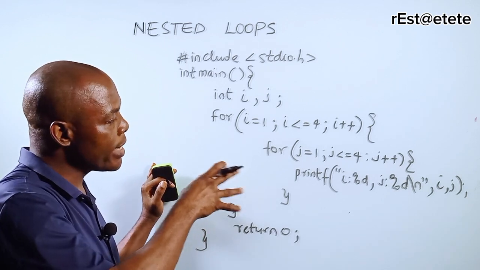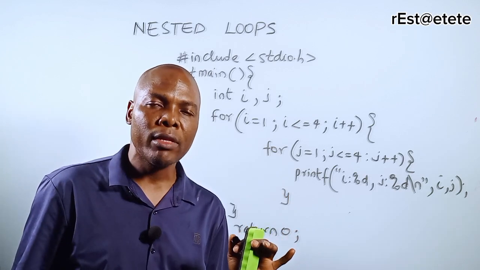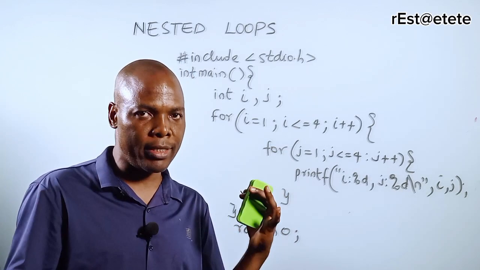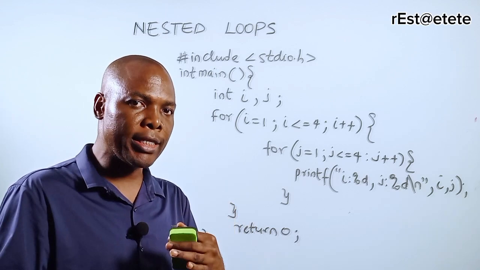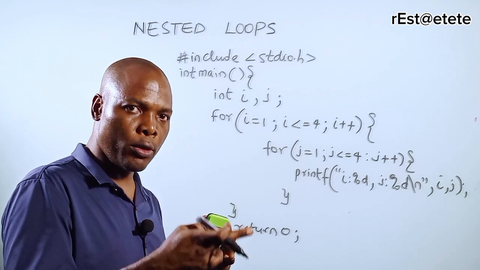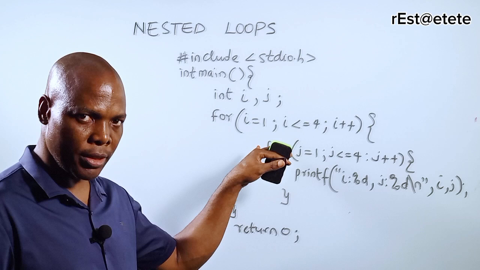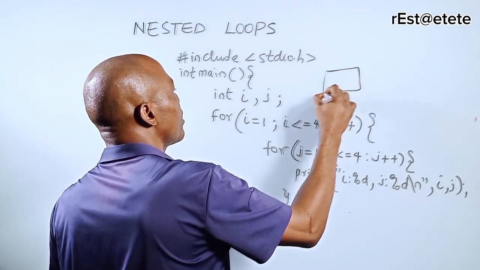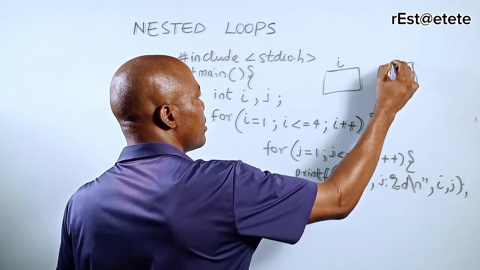Now looking at this, let's explain this loop. This is like going to a school that has 4 classes, and in each of these classes, you have 4 students inside. So every time you enter a class, you have to attend to the 4 students before you move to the next class. That is the loop I have just written, right? So we are going to do this. Then this is I. Then this is J.